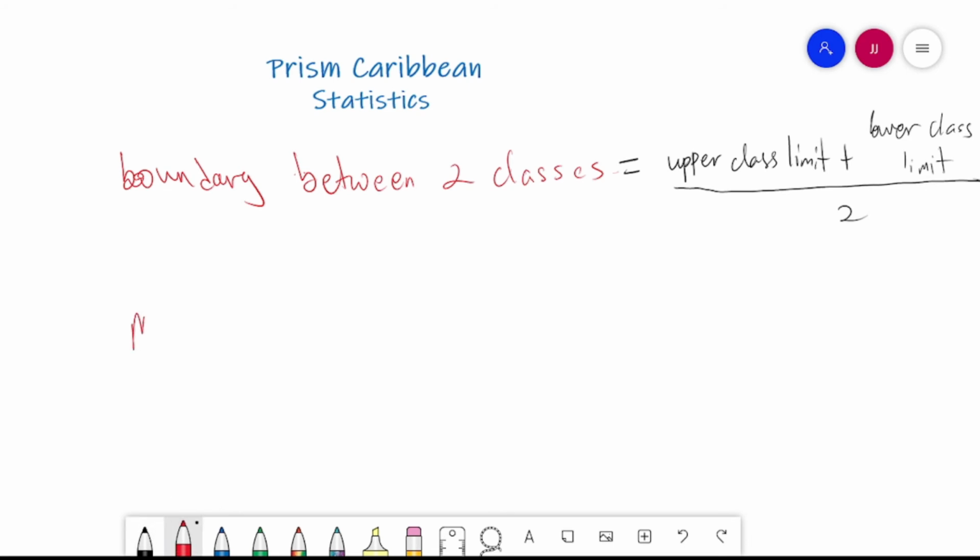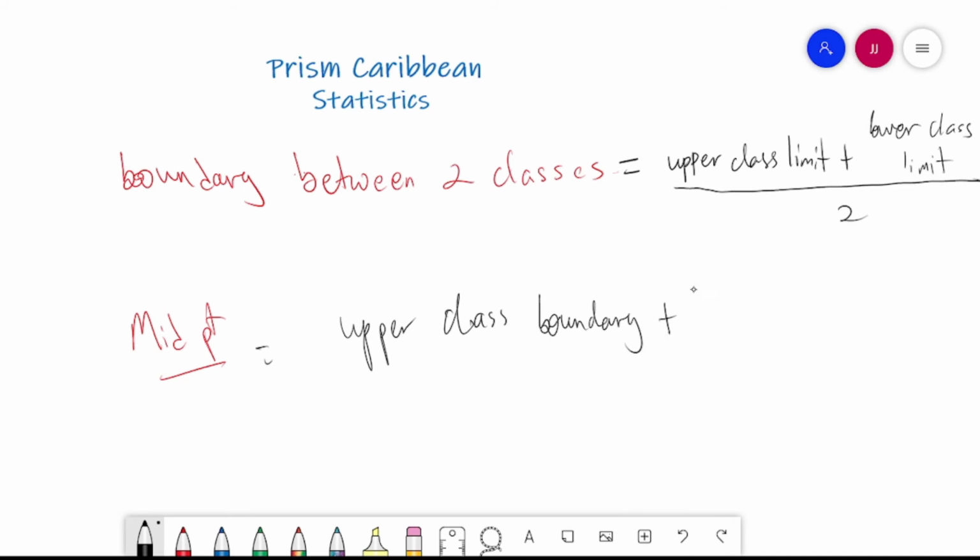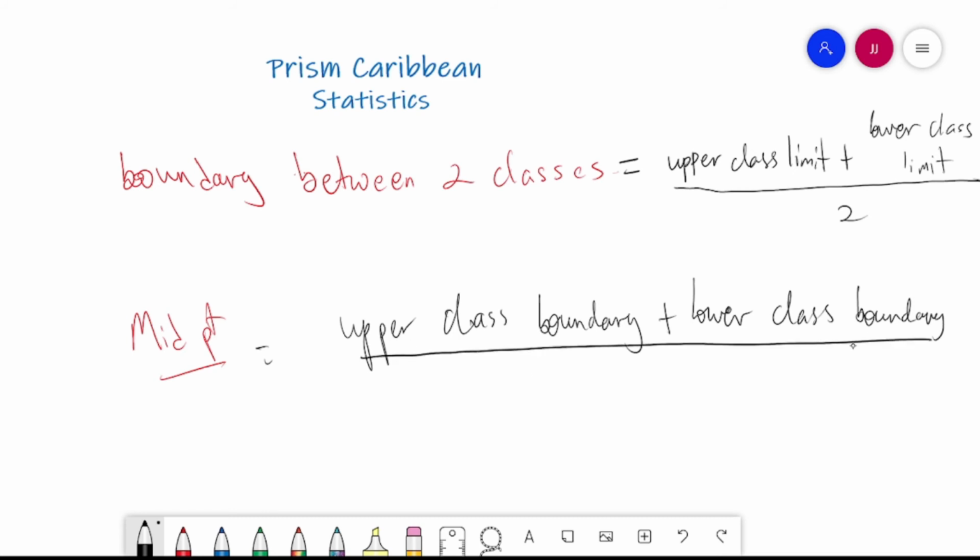Now for the midpoint. The midpoint is equal to the upper class boundary plus the lower class boundary, divided by 2. Yep, that's it. Of course, these formulae that I'm giving here are quite essential to learn.